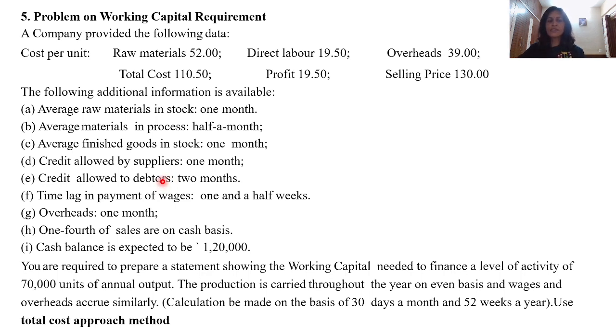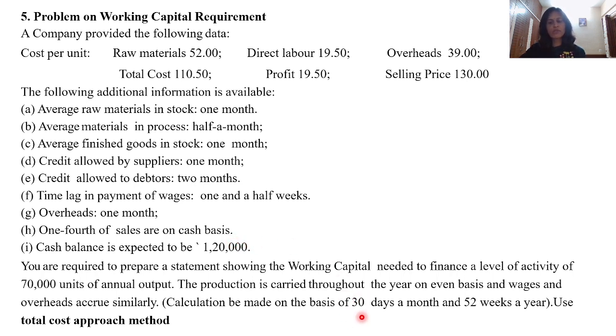Now this debtors, if you remember total cost approach method, we have to take it on selling price. We cannot take, if it is a cash cost, then we have to take this rate. For total cost, we have to take 130 rupees. Like that, wages we make 1.5 weeks later, overheads 1 month later, and 1/4 of the sales are on the cash basis. On this basis, now we have to calculate.